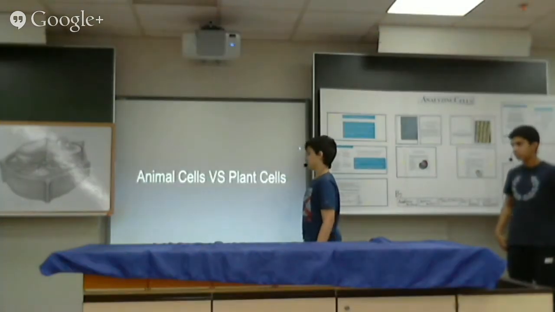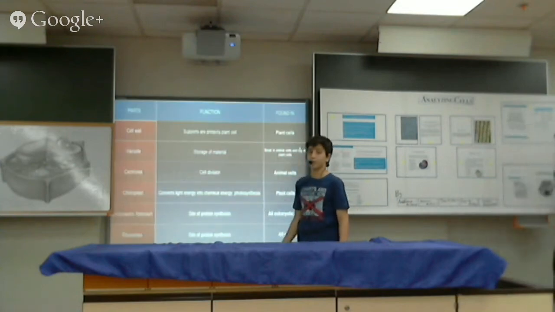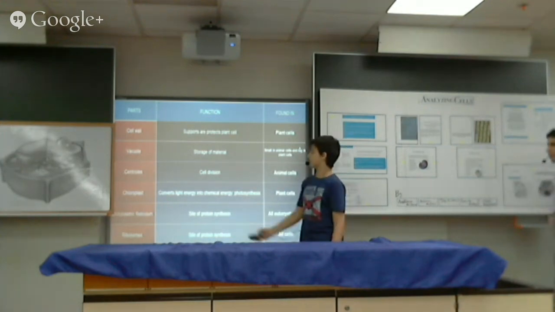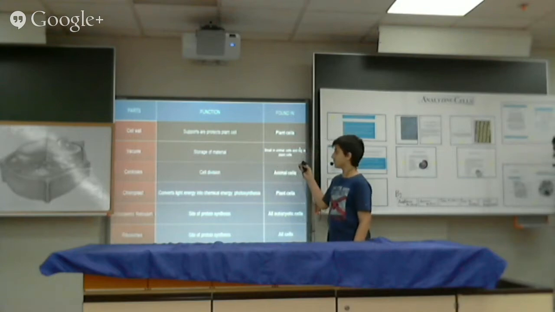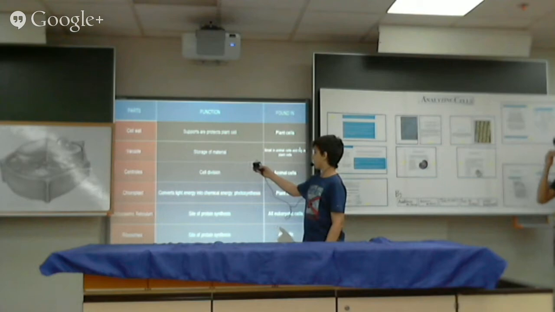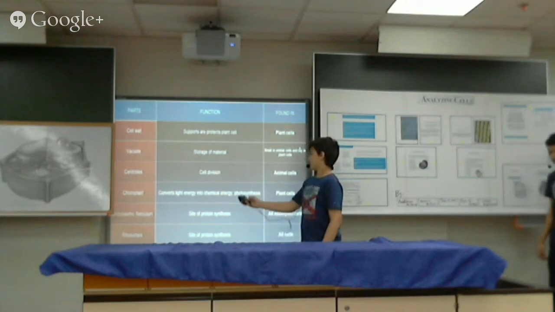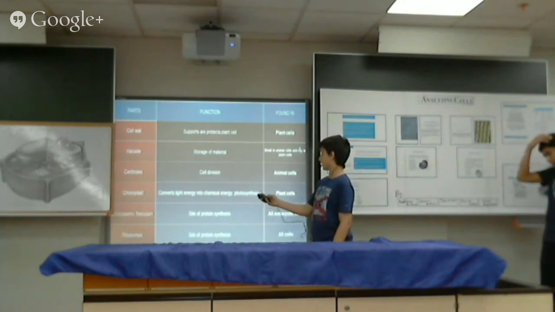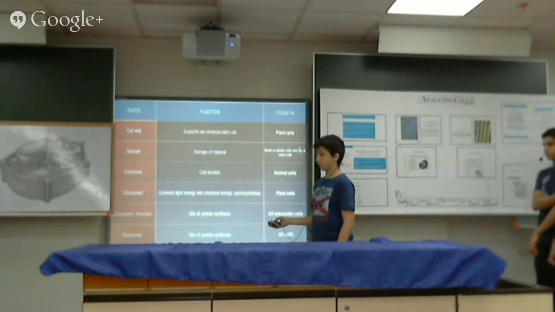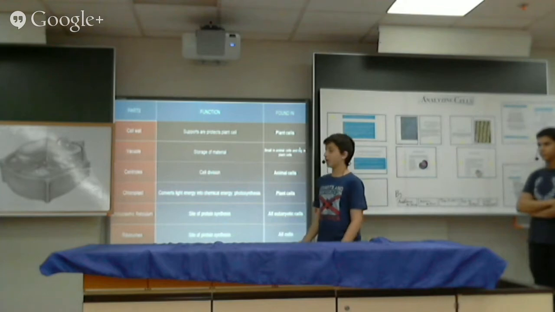Animal and plant cells. We're gonna talk about the parts, their functions, and where you can find each organelle, such as the cell wall. It supports and protects plant cells. It's found only in plant cells. A vacuole stores material. We find it bigger in plant cells and smaller in animal cells. A centriole is responsible for cell division, and it's found in animal cells. Chloroplast converts light energy into chemical energy. The process is called photosynthesis. We find it in plant cells to provide energy.